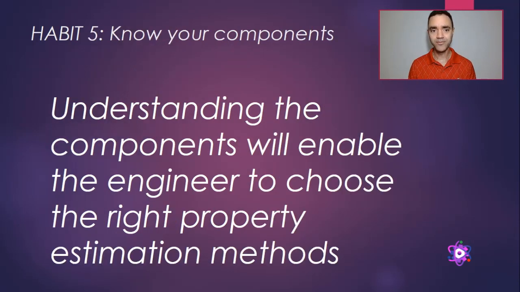As habit 5, know your components. Understanding the components will enable the engineer to choose the right property estimation method. One of the first things that you do when you start a new process simulation is to add components to your process simulation. And based on the components that you add, you will choose the property estimation methods, or the fluid package if you are talking about Aspen HYSYS, for instance.